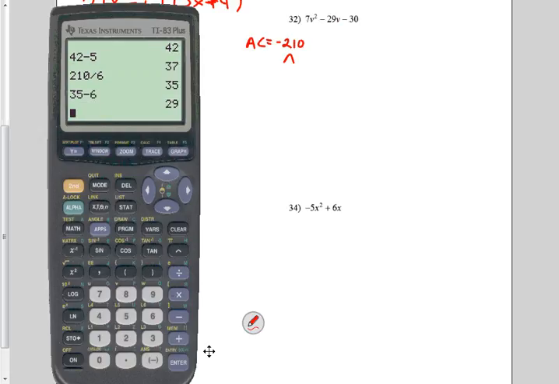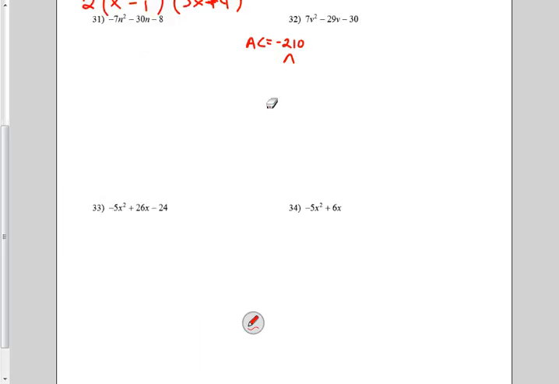I just need to remember that I have to get to negative 29. So I have to do 6 minus 35. Right there they are. So my factors of AC that add up to B are 6 and negative 35. So that's how we're going to go about doing those, especially when they get kind of more difficult like that.